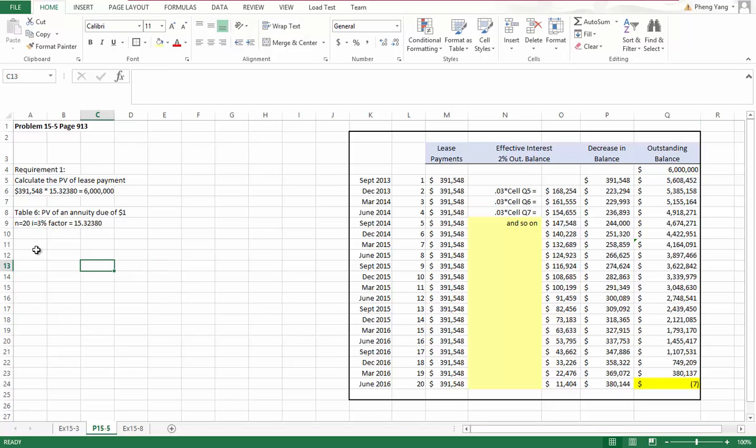Okay. All right. In requirement 2, what pre-tax amounts related to the lease would Warner report in the balance sheet at December 31st, 2013? So remember that the balance sheet reports liabilities and assets, so we're going to have to do 2 different calculations. So let's do the asset first. Well, let's do liability first.